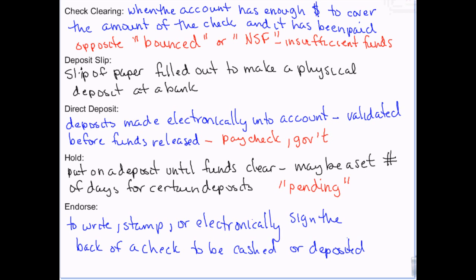Some holds have set numbers of days. For example, if you have an out-of-state check that you're depositing for a certain amount, or above a certain amount, the bank may just put a 7-day hold on it, period, or a 3-day hold on it, period, or a 10-day hold.